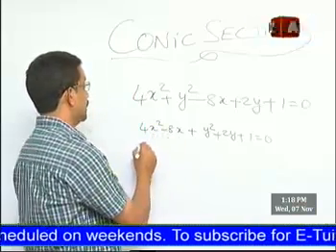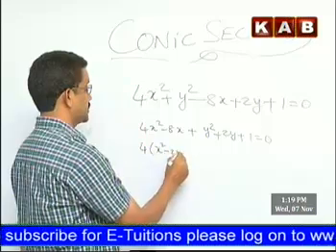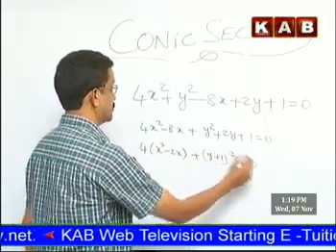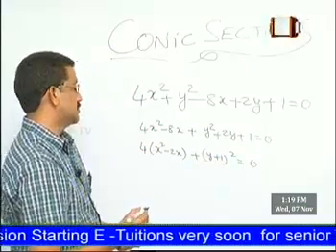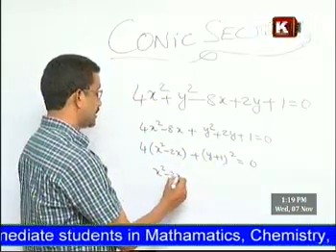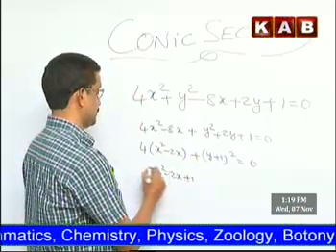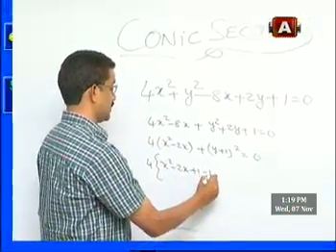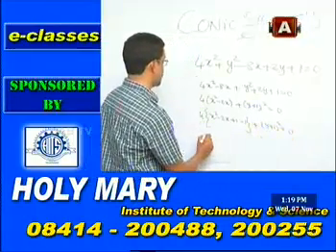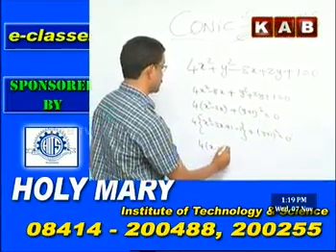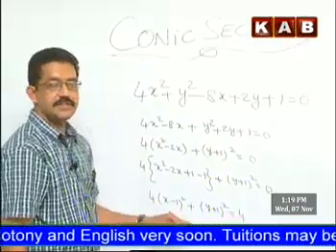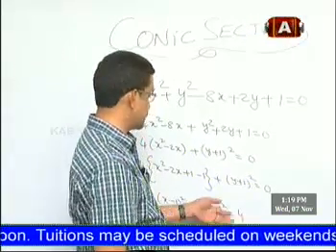4x square minus 8x: if I take common, x square minus 2x, and plus (y plus 1) whole square, it is equal to 0. Rather than dividing by 4, I will make plus 1: 4 into (x minus 1) whole square minus 4 plus (y plus 1) whole square is 0. Pushing it further, 4 into (x minus 1) whole square plus (y plus 1) whole square is equal to 4. This is very important. We are writing it as two perfect squares.